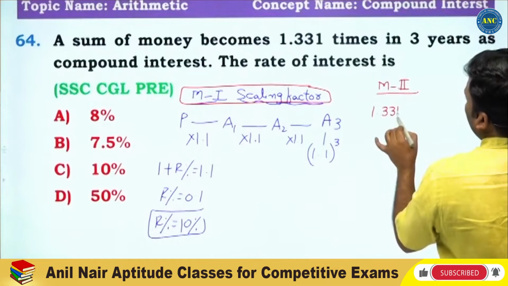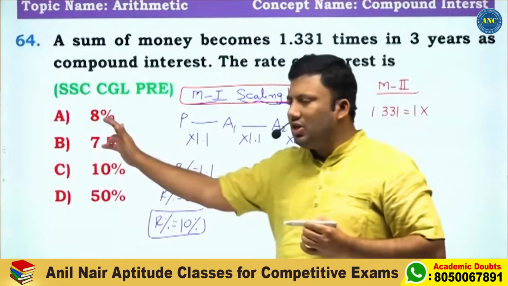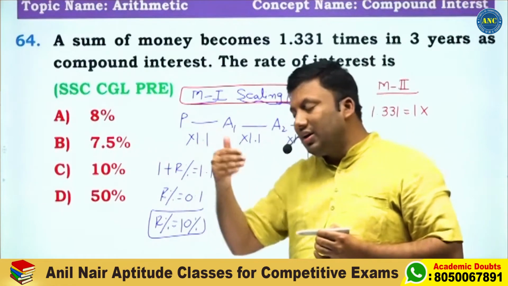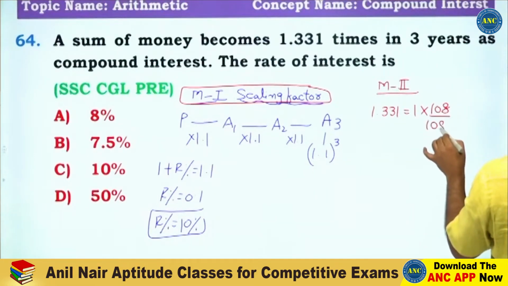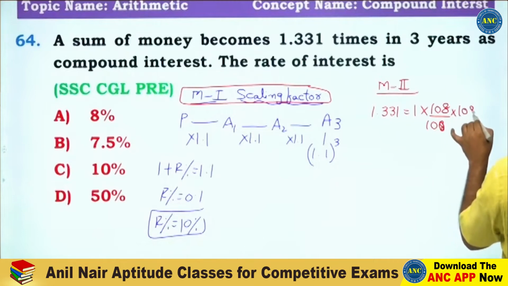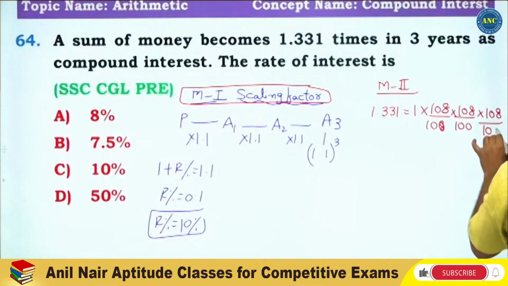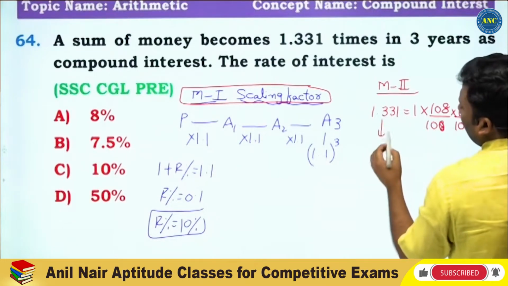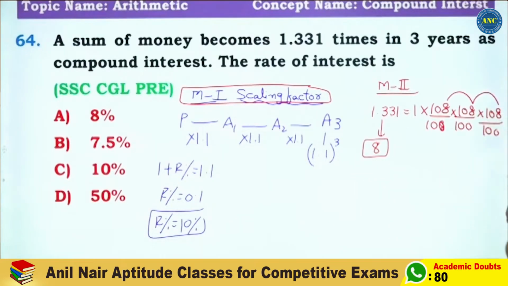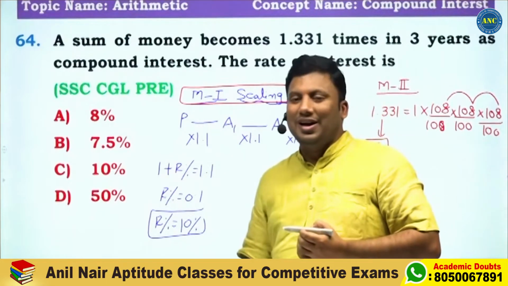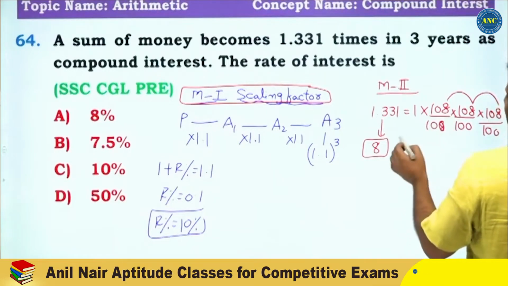Final value is 1.331. Initial value is 1. Suppose there is an increase of 8 percentage. On 100, 8 increase. It is 108 by 100 in the first year, again 108 by 100 in the second year, and 108 by 100 in the third year. The digital sum on the left hand side is 8. 8 8s are 64. 64 8s are 512. 512 digital sum is 8.